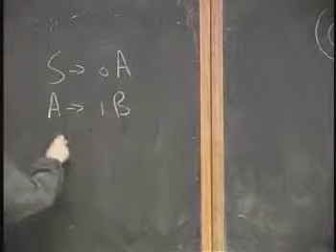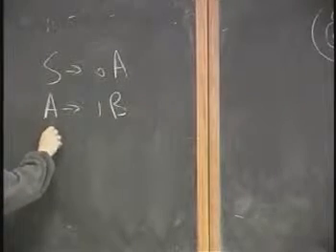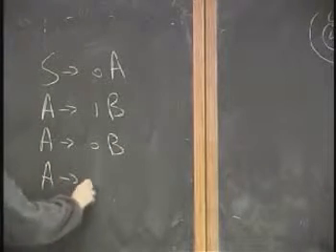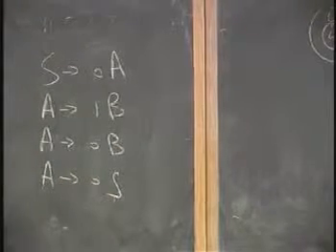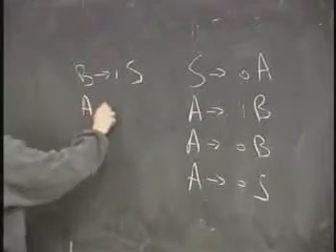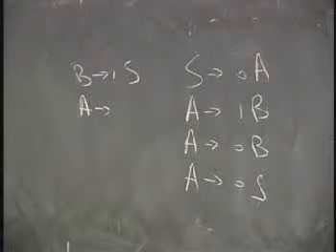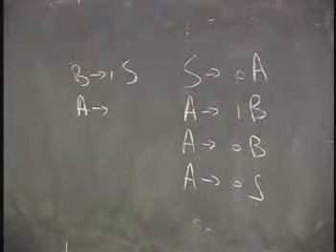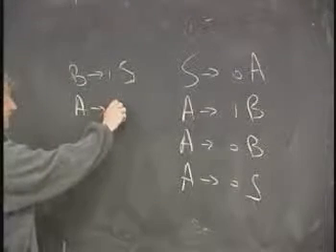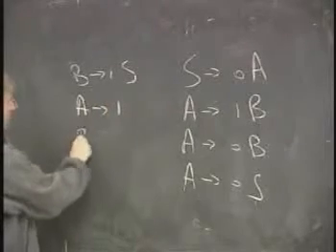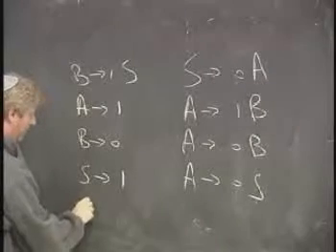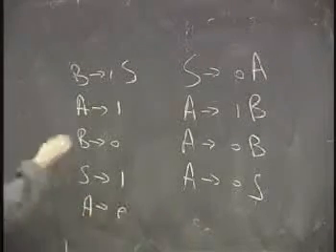All right, 1B. A goes to 0. B goes to 1. We're too slow. E. We got enough. Let's see here. How about A goes to 1, B goes to 0, S goes to 1, and A goes to empty.